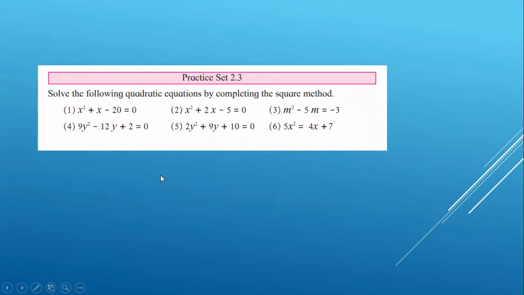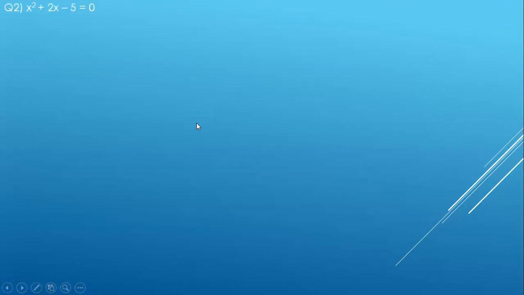In the previous video, we had solved the first question, that is x² + x - 20, and in today's video we will be solving the second question. So let us move on. The equation over here is x² + 2x - 5 = 0.